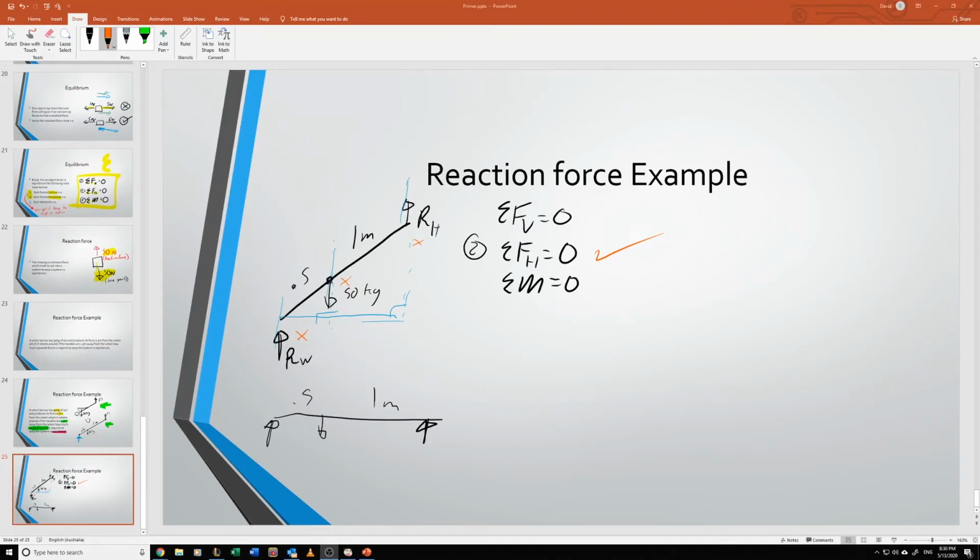So if we look at our horizontal force, we have a 0 and a 0 and a 0, so it's 0 plus 0 plus 0 equals 0. So yes, we already ticked our first condition. We do not have any horizontal force.